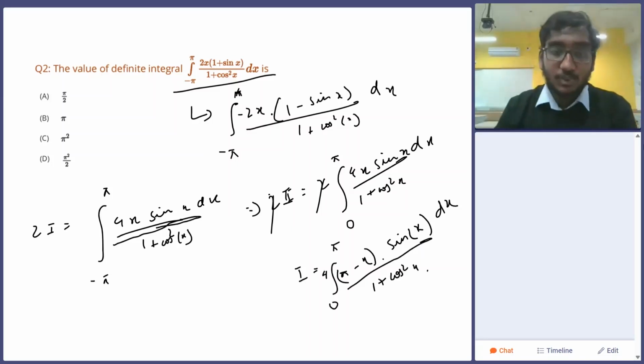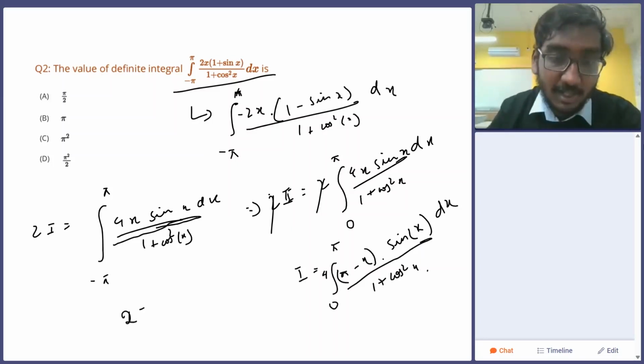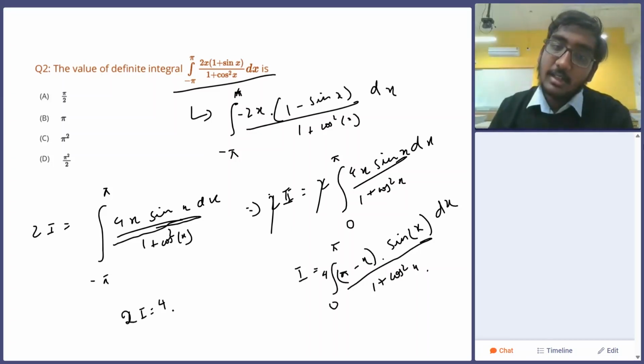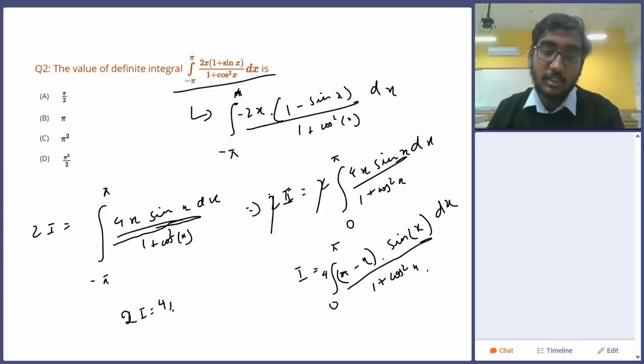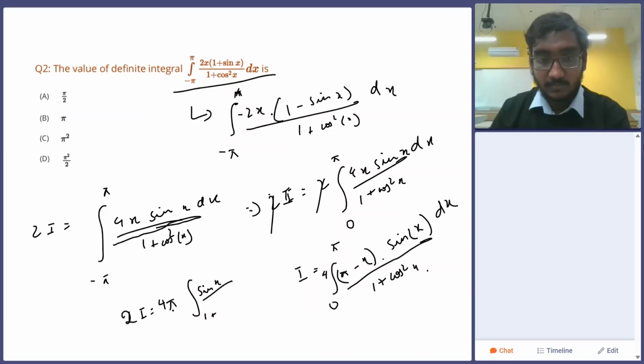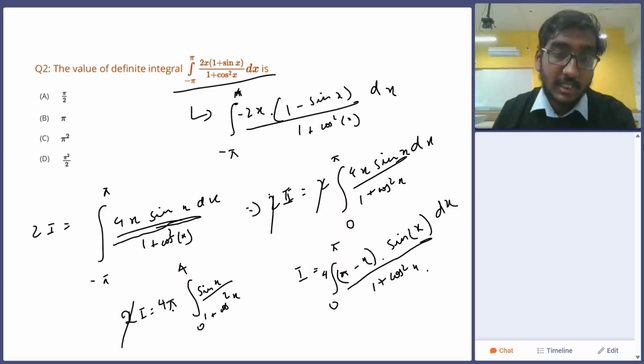So again, add these two. What you will get as the expression for 2I is that 4 will stay outside, and here x sin x and minus x sin x will get cancelled, and pi sin x alone will remain. So 4 into the integral of pi sin x upon 1 plus cos square x, or pi also can be pulled out, from 0 to pi. This is the expression for 2I. So what will be I? It will be 2 pi into this particular integral.